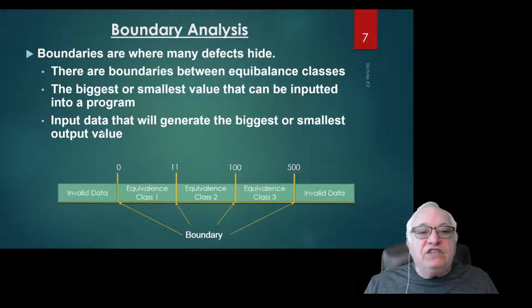Input data can generate the biggest and the smallest number. So we want to put in input data that is going to generate the biggest number, which would be 500 or greater, so which would be the 500 valid plus the greater invalid, and the same to generate the smallest data, we would put 0 here.